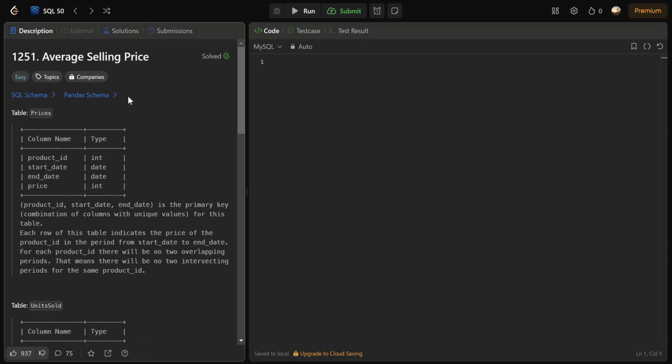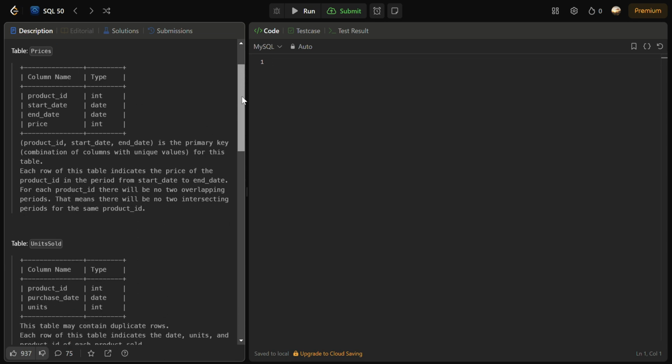So today we'll solve average selling price problem number 1251. Let's look at the first table we have given over here. So it's the price table basically. It consists of the following columns: product ID, start date, end date, and the corresponding price. Means for a given product, start date and end date, what is the price of the particular product in that particular time frame?